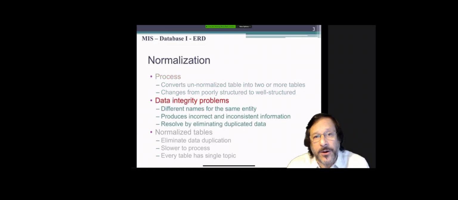So looking at this, what is this? This is the data integrity problem. How good is your data? Are there errors in it? Because if there are errors in your data, then your data is going to be less useful. So what kind of data integrity problems are we talking about? We're looking at the idea of different names for the same entity.